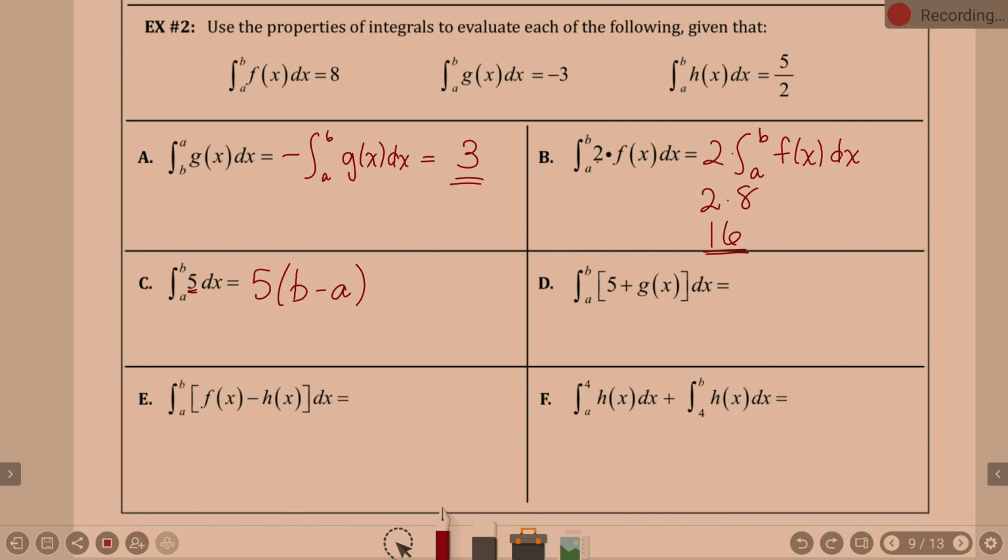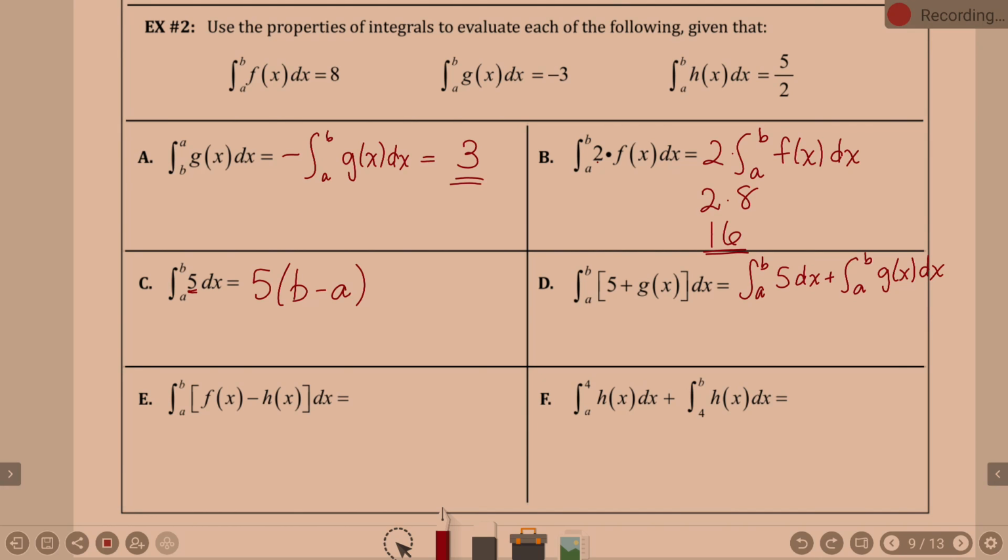Moving to the integral from a to b of 5 dx plus the integral from a to b of g of x dx. Start with the idea that there are two things being added, so we can break it up into the integral from a to b of 5 dx plus the integral from a to b of g of x dx, right? If there's adding within an integral, it can be broken into pieces.